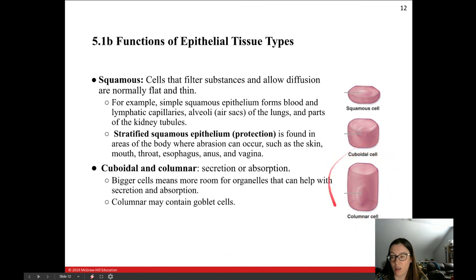A lot of these columnar cells are going to be absorbing things within the digestive tract. We have a lot of cuboidal cells that are going to be secreting and absorbing in the kidney tubules. And then remember that our columnar cells may contain goblet cells, and those goblet cells are making mucus, and a lot of our mucous membranes are going to be lined by these columnar cells with goblet cells.